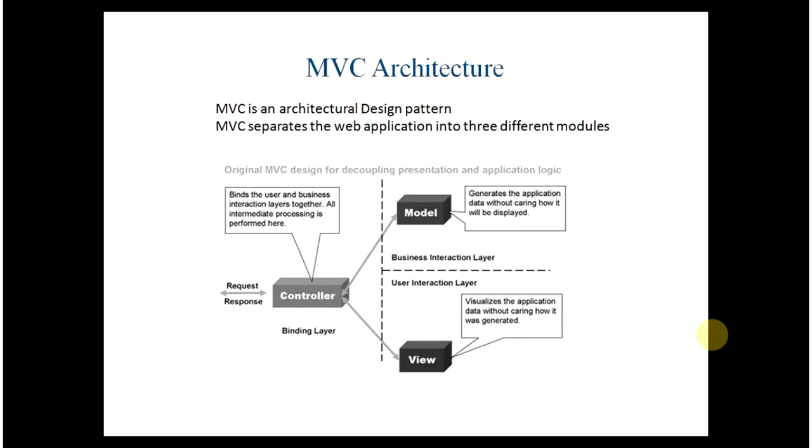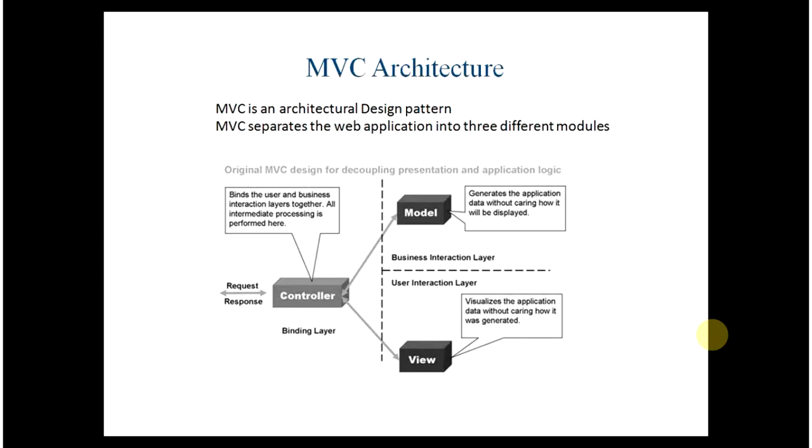Now coming to the model, it is the business interaction layer. It is responsible for fetching the data from the backend. You pass the input to the model, and the data respective to that input is fetched from the database and returned to the controller. So the controller acts as an intermediary between the model and the view.